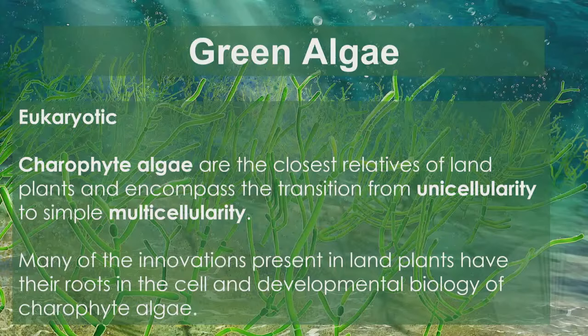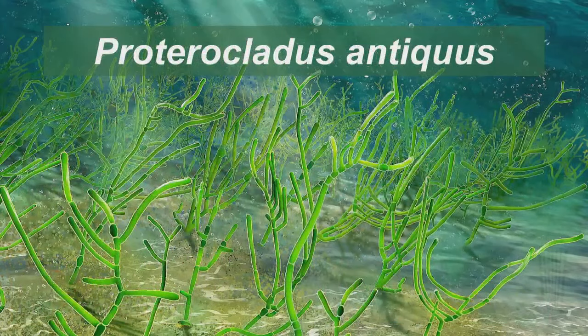Charophyte algae are the closest relatives of land plants and encompass the transition from unicellularity to simple multicellularity, or one cell to multiple cells. And many of the innovations present in land plants have their roots in the cell and developmental biology of charophyte algae. So this is really the beginning. Specifically, they think, at least this is one of the earliest algae species they've discovered. They think this is the source of modern land plants, Proterocladus antiquus.